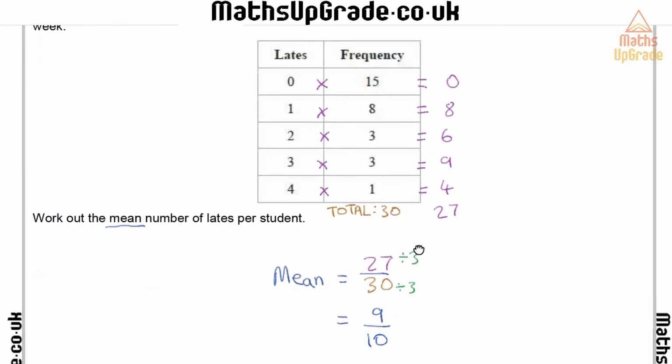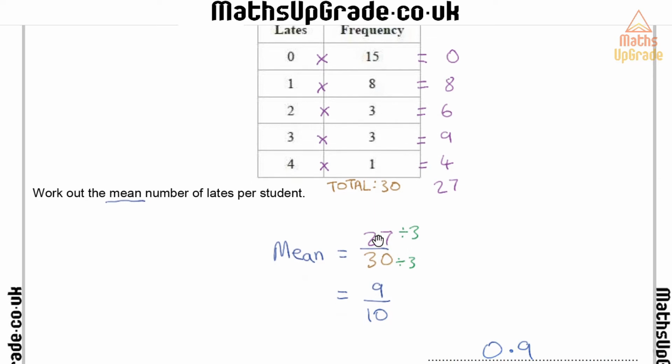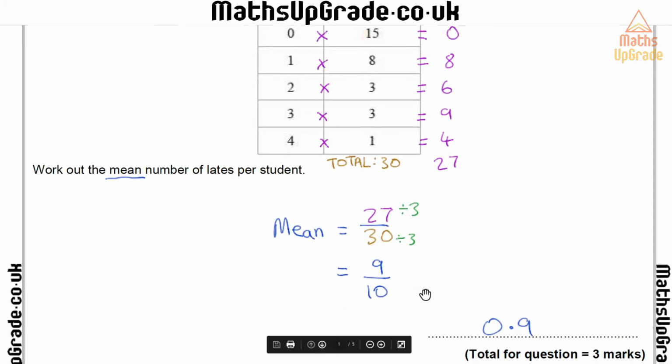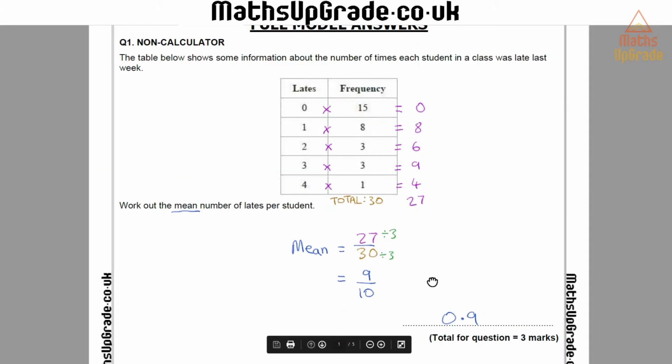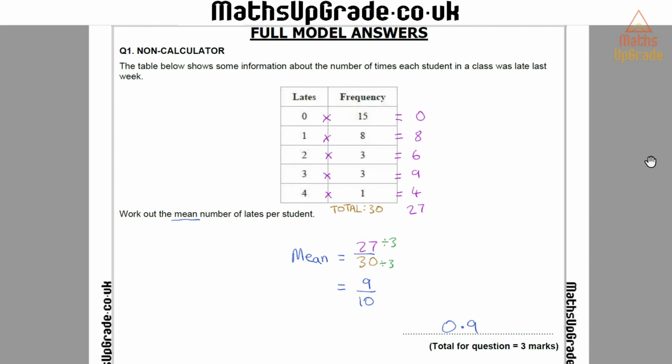I can just simplify that fraction, dividing by 3 on the top and bottom. That gives me 9 over 10, which is 0.9 as a decimal. So the mean number of lates is 0.9 as a decimal, and that's 3 marks for that.